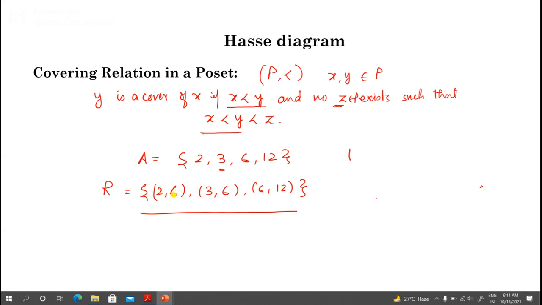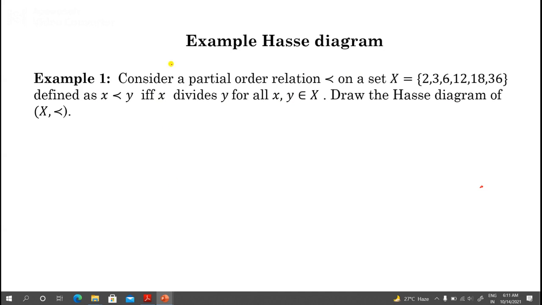So we'll take one example. Look at this. Consider a partial order relation on X defined as X is in partial order relation with Y if X divides Y. So we have to draw the Hasse diagram. So again look at this, 2, 3, 6. If you find the covers of these elements, 2 is not a cover of any element. Similarly 3 is not a cover of any element. So these two elements, 2 and 3, are at the lowest level of the hierarchy.